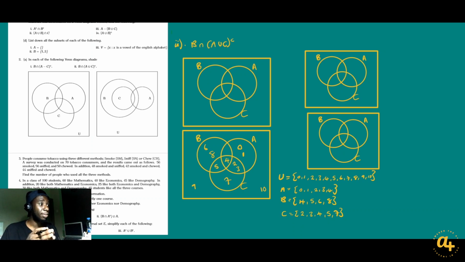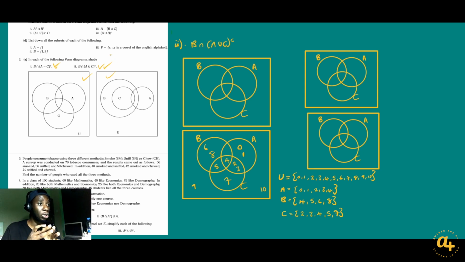So what we have here is question 2. If we can have a recap of question 2, we are basically being asked to shade these two sets here, B intersection A minus C complement and the set B intersection A union C complement in each and every one of these two Venn diagrams. So in the previous video, we basically sorted out the first part, which is Roman numeral 1, and now we have to sort out Roman numeral 2.